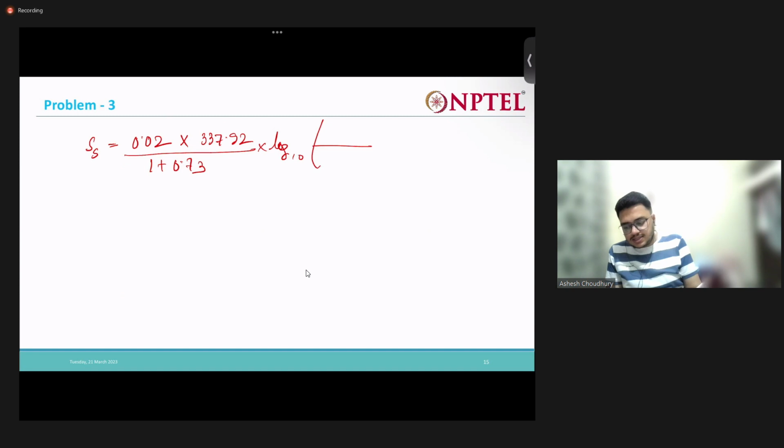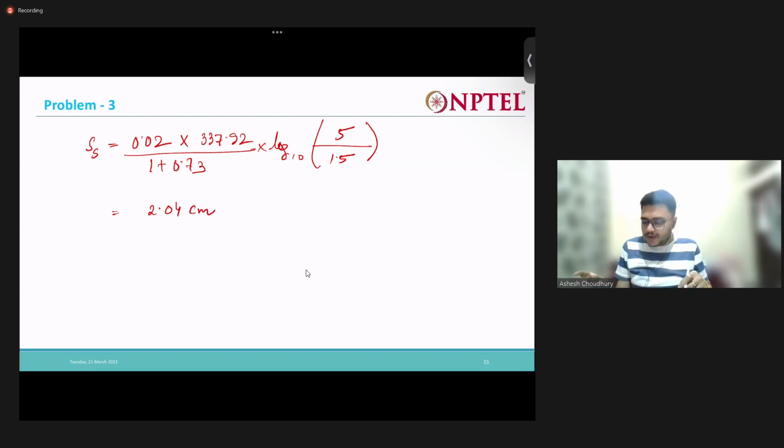So what is my T100? Nothing but 18 months. 18 months in years, if you want to write it down, is 1.5. And T is nothing but 5 years. So if we solve this, we will get my secondary consolidation as 2.04 centimeter.